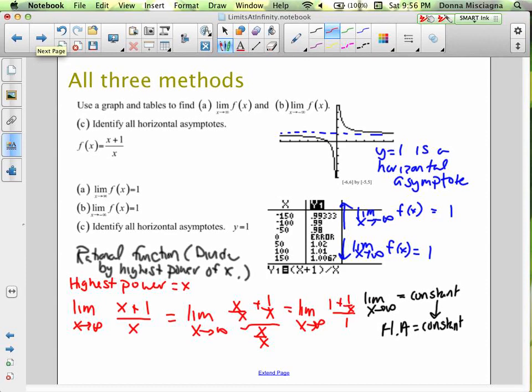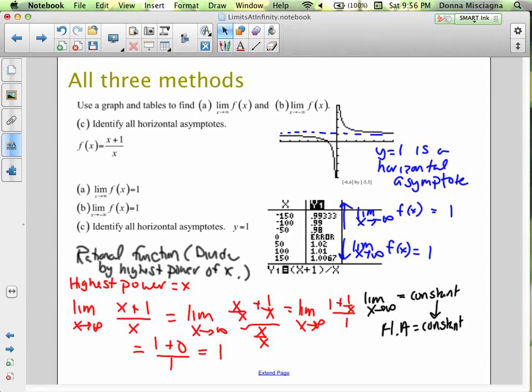All right, so the limit of 1 is 1. 1 over x, that limit is 0. So notice I dropped the limit now because I'm actually calculating it out. We're doing the final calculation here. And then the limit of 1 is 1. So now in this case we have a constant, and it's 1. And if the limit as x approaches positive or negative infinity is a constant, that constant is our horizontal asymptote. So here are 3 different ways we've calculated out the horizontal asymptote, and it's clearly 1.